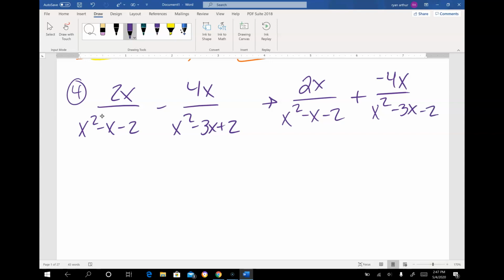Now we're going to factor the denominator. You can go to Desmos and factor them. I've already showed y'all how to do that in multiple videos. So we've got 2x over, this is going to be x minus 2 and x plus 1, plus negative 4x over, this one's going to be x minus 2.